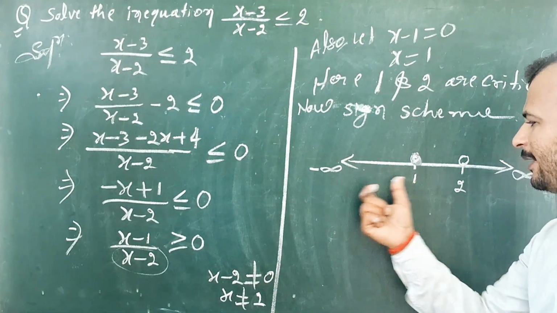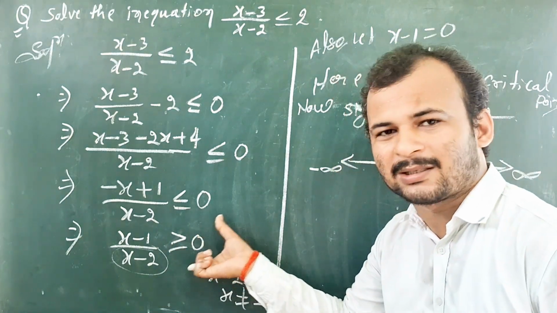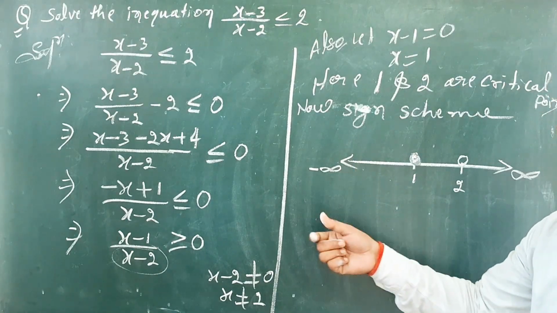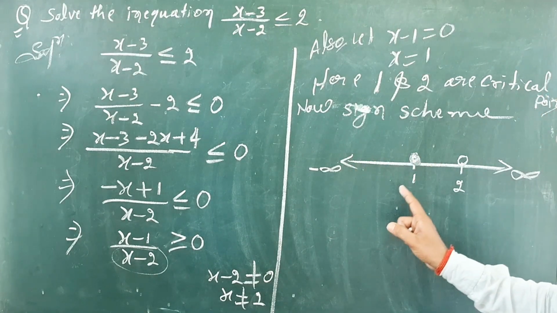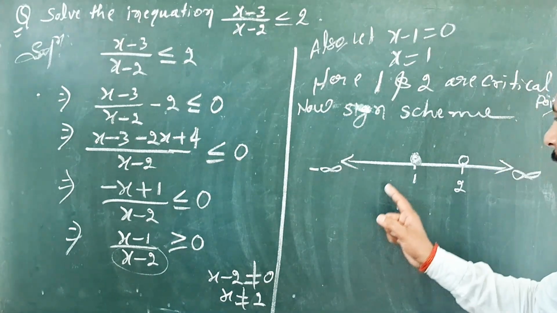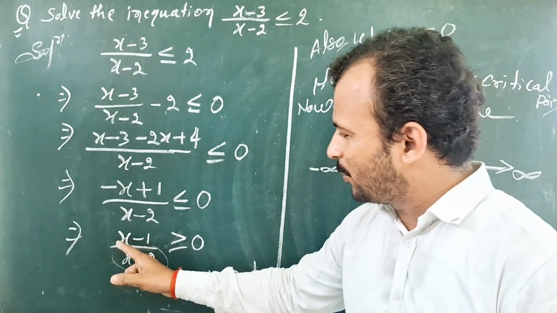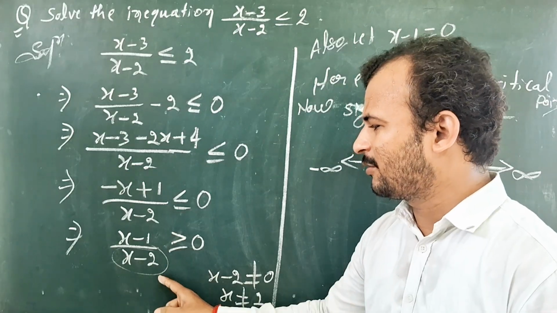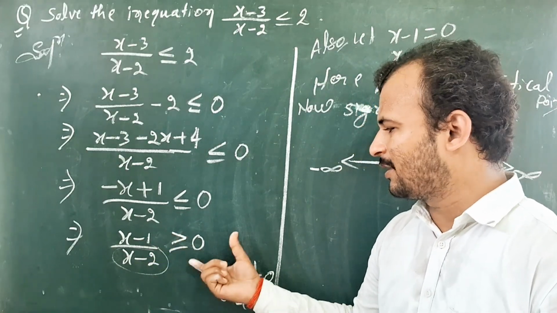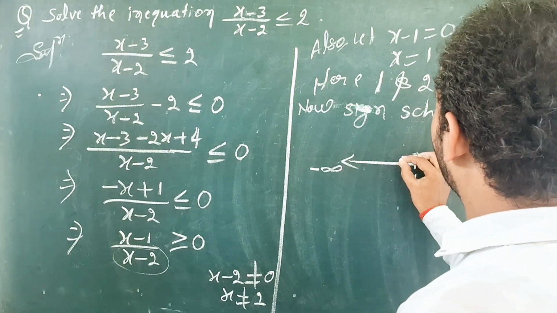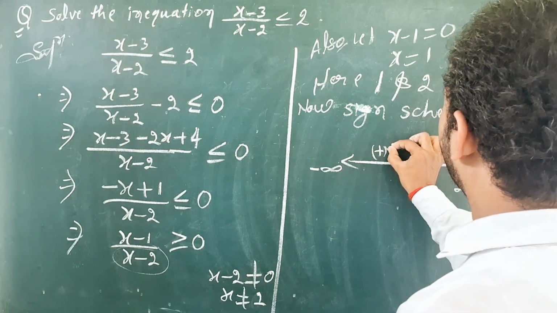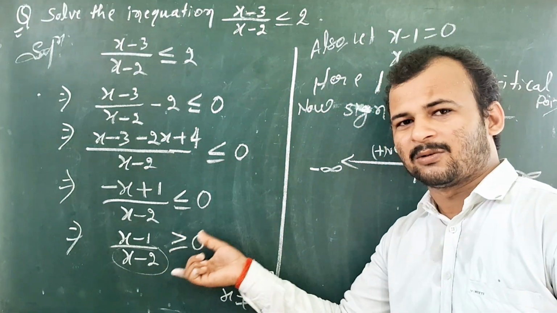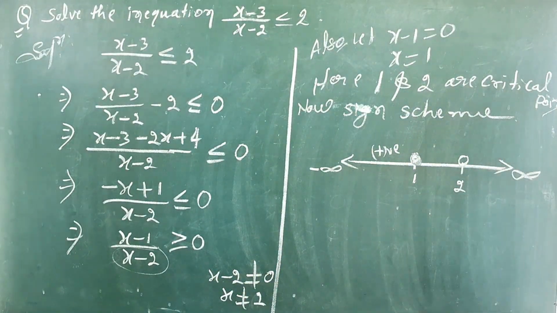Now we take any number less than 1 and check whether this inequality will be satisfied or not. Take x equal to minus 1 or 0 or minus 2, any number less than 1 we have to take. So I am using x equal to 0, because it is less than 1. If we put x equal to 0 here, then this inequality will be satisfied, because (0 minus 1) by (0 minus 2), minus minus will be cancelled, 1 by 2 which is greater than 0. Means we can say that the left hand side is positive. Okay, means left hand side is greater or equals to 0.